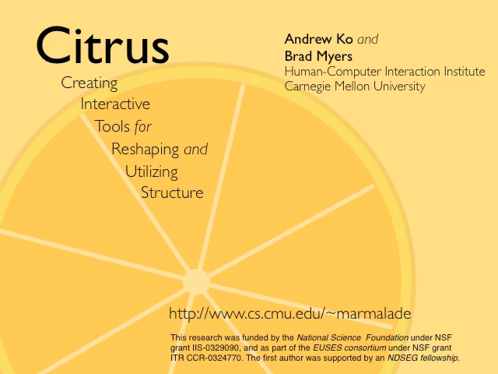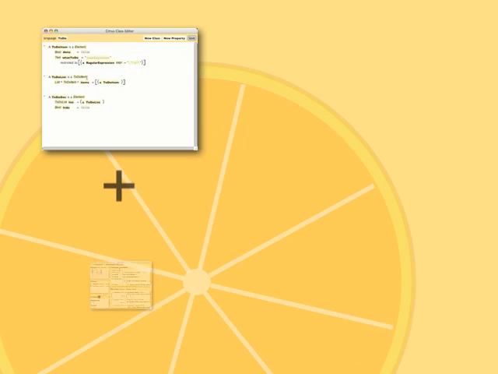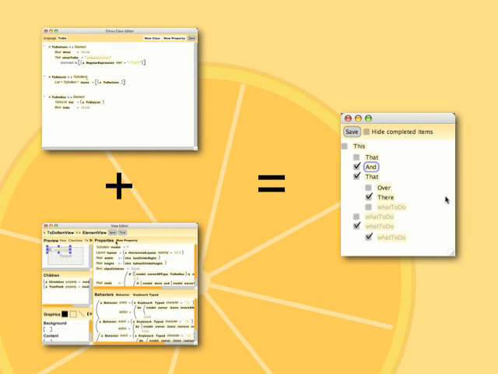Citrus is a language and user interface toolkit that is designed to simplify the creation of graphical editors for structured data and code. Creating a Citrus editor involves describing the data types to be edited and designing their corresponding views. We will demonstrate this by creating a to-do list editor.